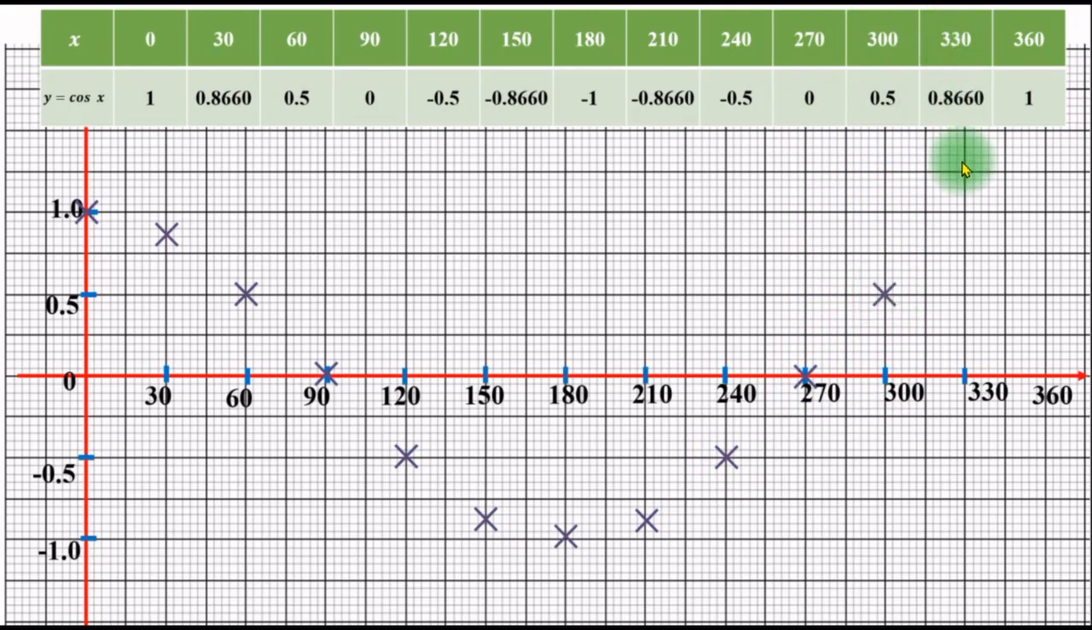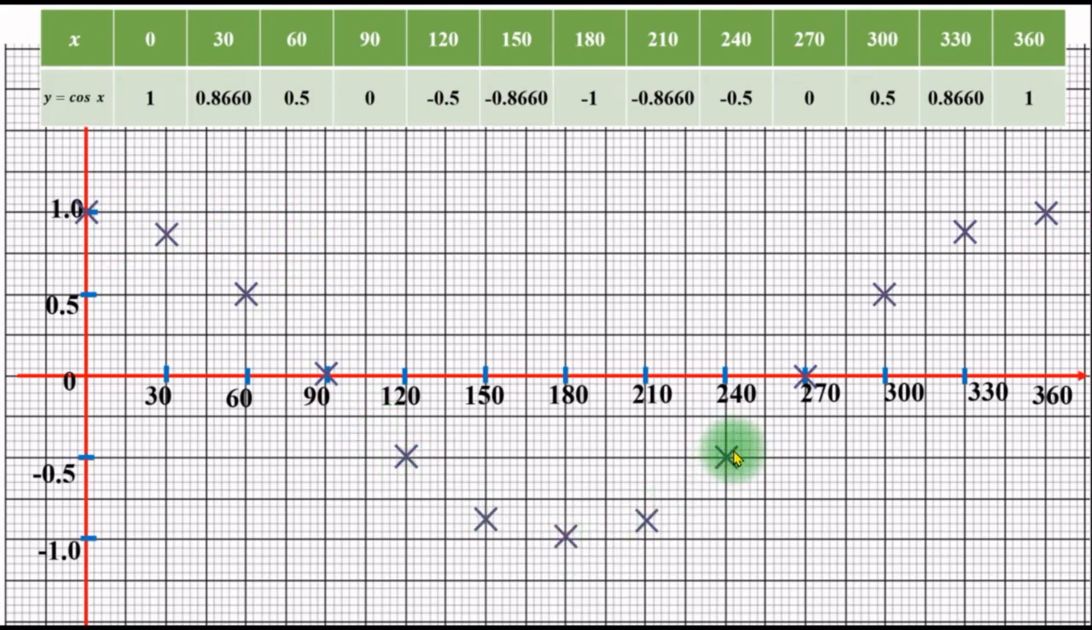Then when x is 330, y is 0.87, this is the point here. When x is 360, y is 1, so this is the point. Again, we have plotted all the points correctly.